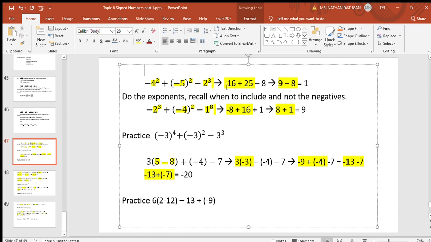We'll do addition first. Negative 16 plus 25. Addition rule says that we have different signs. So different signs, we do what? Subtract. Negative 16 plus 25 should give you 9. And now copy negative 8. So now we have 9 minus 8. And again, in this case, we don't need to do the addition or subtraction rule. 9 minus 8 will give you 1.